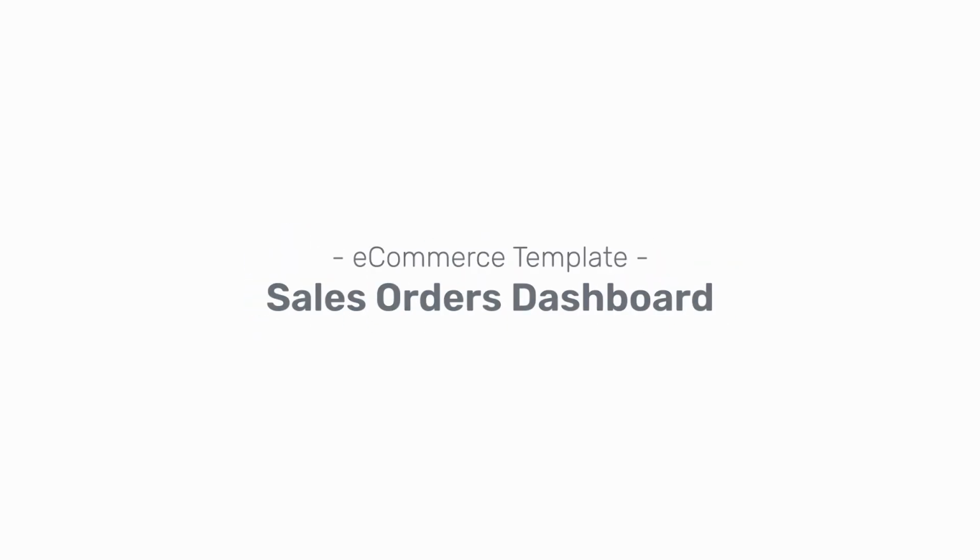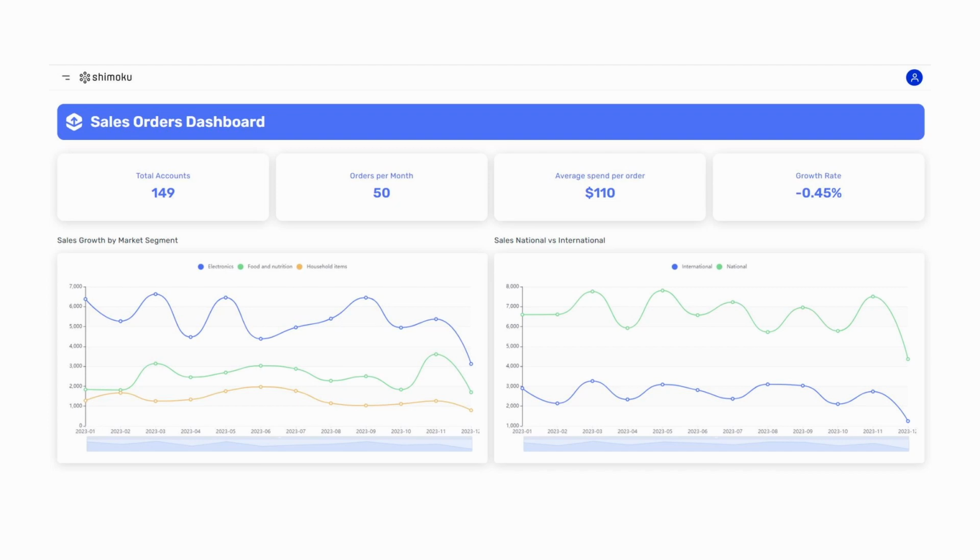Today, we are pleased to present the Sales Orders Dashboard template, a key tool in advanced sales data interpretation and visualization. This dashboard is a showcase of what Shimoku is capable of, offering a user-friendly interface and data visualization that will enhance sales analysis in your company. The Sales Orders Dashboard is a panel designed to provide a comprehensive view of key performance indicators, KPIs, and sales trends both nationally and internationally.